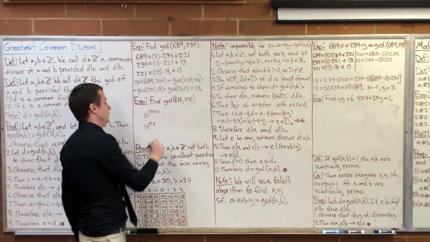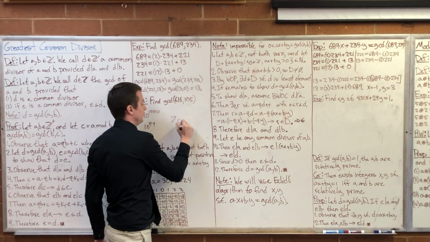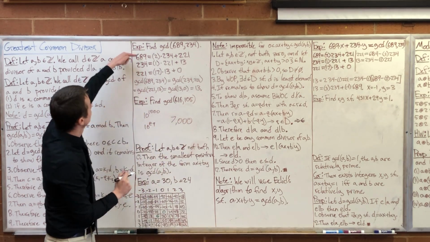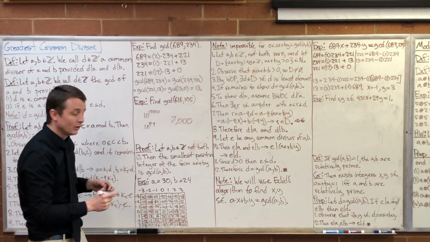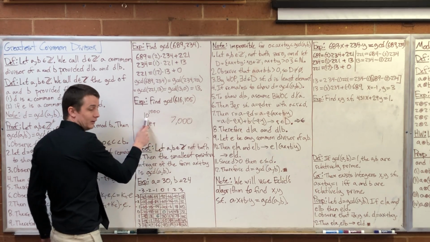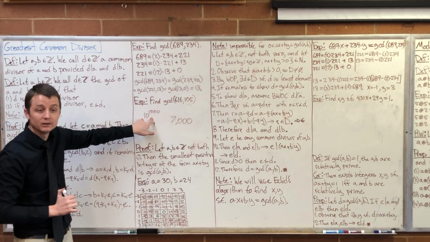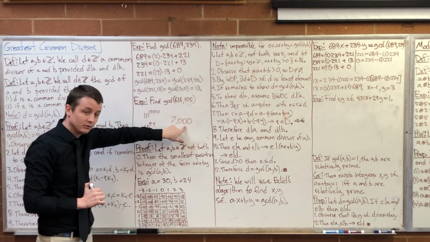Euclid's algorithm can find the greatest common divisor of two numbers like this in roughly 7,000 steps. You'd have to do 7,000 of these lines to figure it out. Which is a very, very small number compared to this. Yes, two numbers this big, try and find the greatest common divisor. It'll take you roughly 7,000 steps.